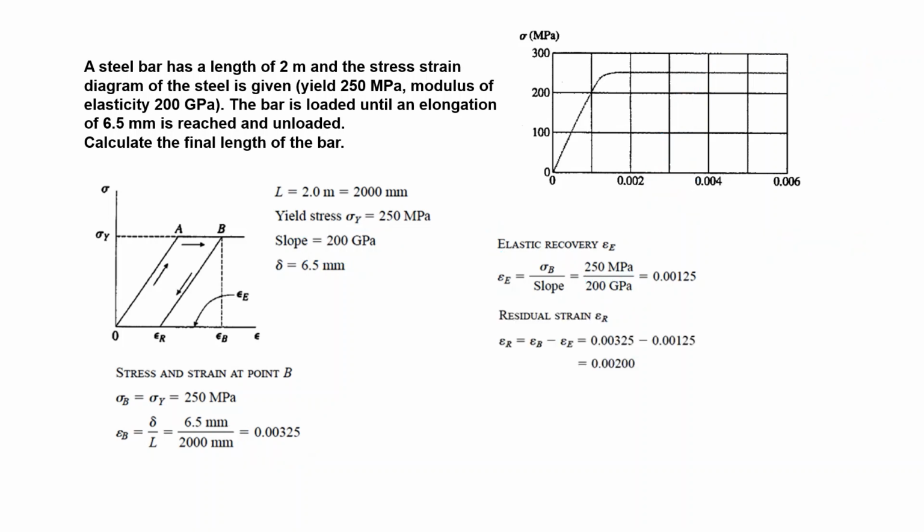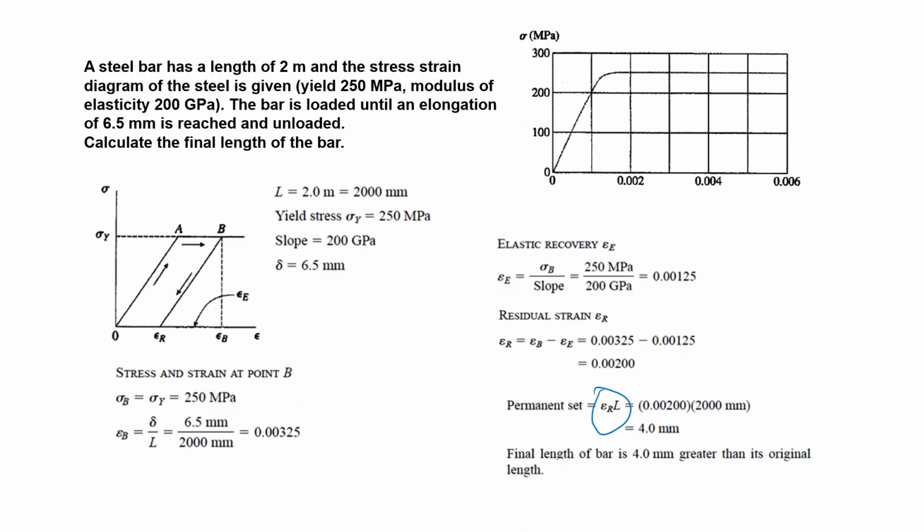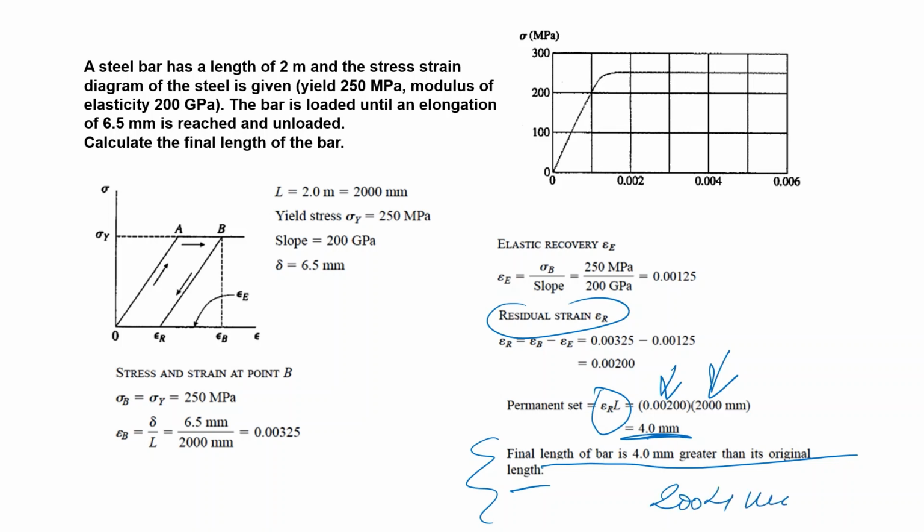Okay, the total was something like this. So the residual is this minus this. It is 0.002 is the residual strain. The final length, well, we know the initial length. The initial length was 2 meters. So the permanent set is 2 meters times the residual strain. So it is 4 millimeters. Well, the result is the final length of the bar is 4 millimeter greater. So it is 2004 millimeters.